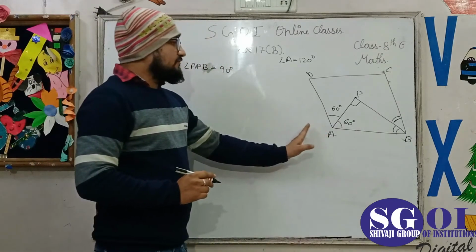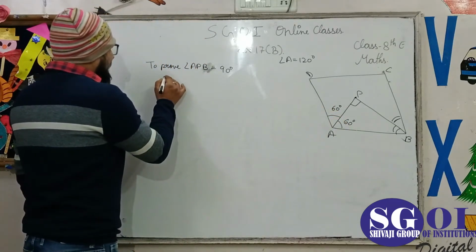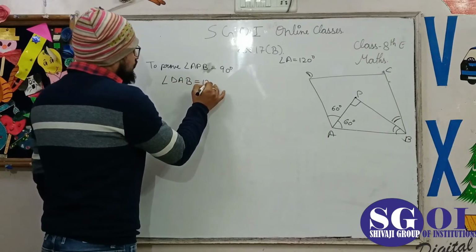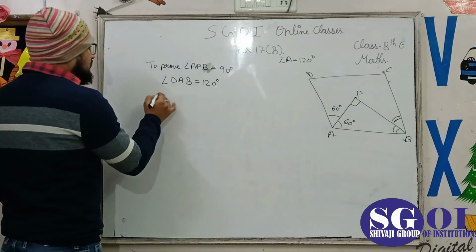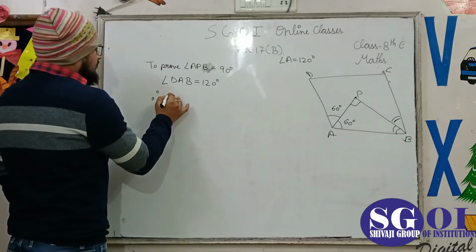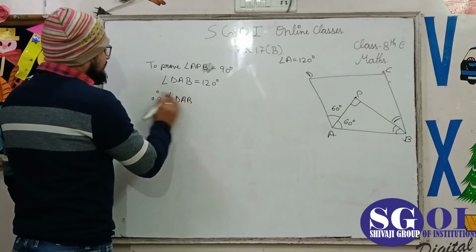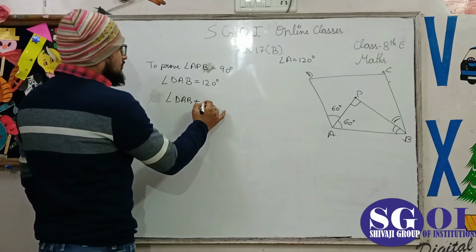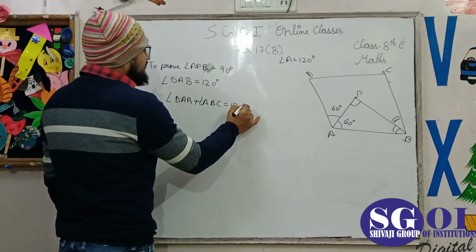Okay. So now we know that this complete angle is of 120 degrees. So we'll be writing angle DAB is equal to 120 degrees, the complete angle is 120 degrees. Therefore, we can say that angle DAB plus angle ABC will be equal to 180 degrees.